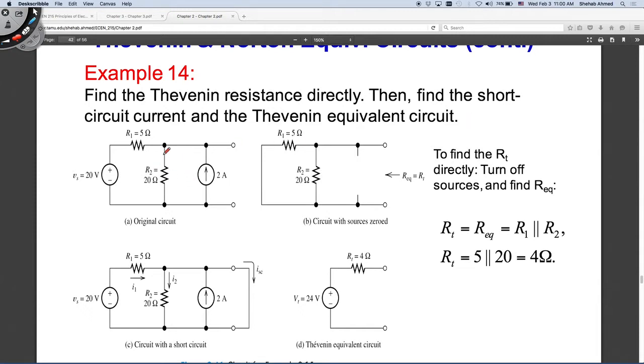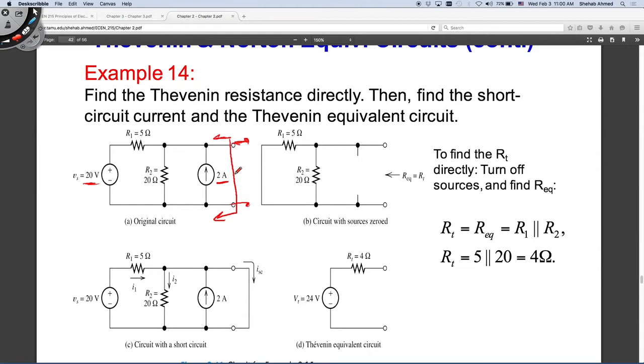So okay, this is my original circuit. I'm looking through these two terminals, right? These are my two terminals. So I need to go to this Thevenin equivalent circuit here. The only way to do this is to find the open circuit voltage between these two terminals, and then to find the resistance. Do I have any dependent sources here? This is 20 volts, and this is 2 amps. They are both independent sources, so I can apply that trick.